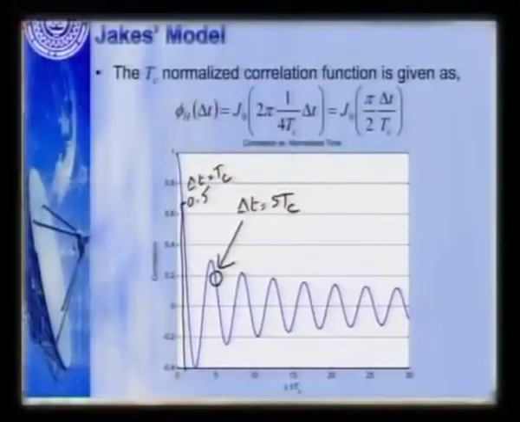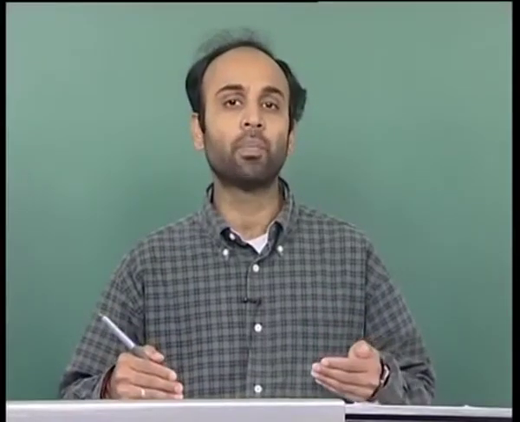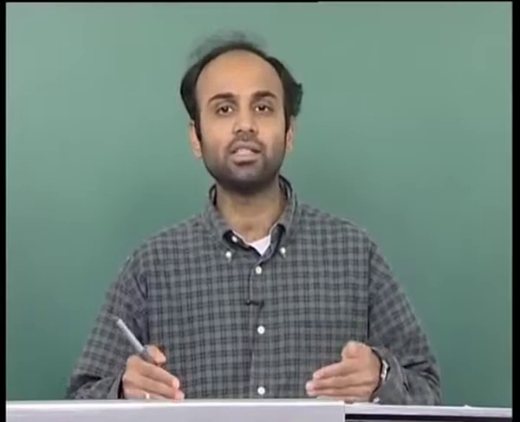If two random variables are significantly correlated, then the correlation has to be approximately close to 1, 0.9, 0.8, and so on and so forth, which means at delta t equals T c, the correlation is 0.5, hence the channel has changed significantly. That also forms the basis or the rationale for our earlier argument that after one coherence period T c, the channel changes significantly.